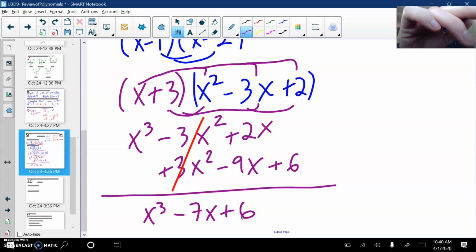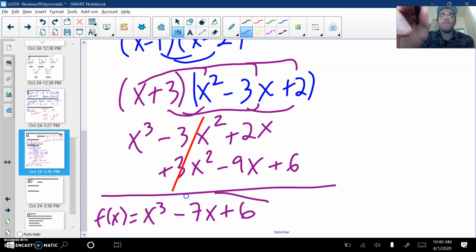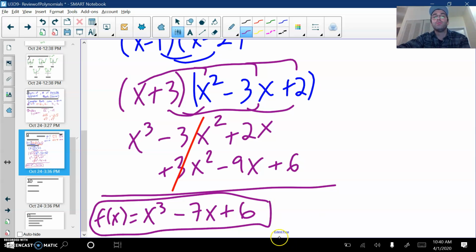All right, so f of x equals that. And this is your answer. This is the standard form of our polynomial. In standard form, just a quick little tidbit, you need to write your powers from greatest to smallest, or degrees need to go from highest to lowest. So cubed, then squared, then x, then none. That's what I mean by that.